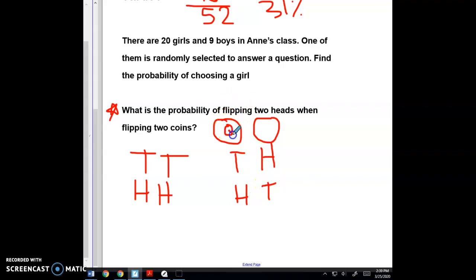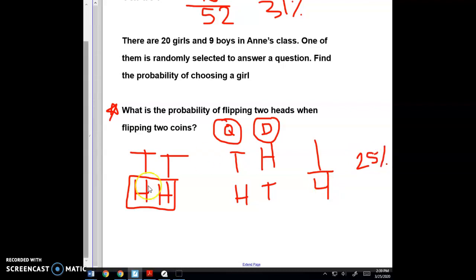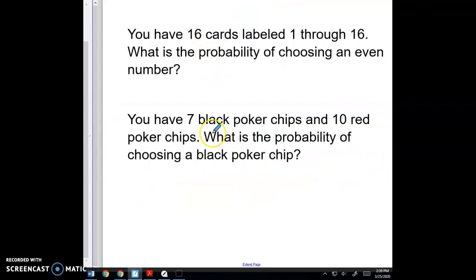We'll say like this one's a quarter and this one's a dime. Okay, what's the probability of flipping 2 heads? This is the only way to flip 2 heads, and that's 1 out of the 4 total ways. 1/4 is 25%. Okay, I want you to do these 2 problems on your own, and I'll put the answer up here in a second.